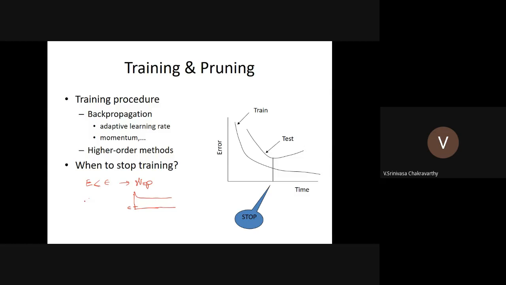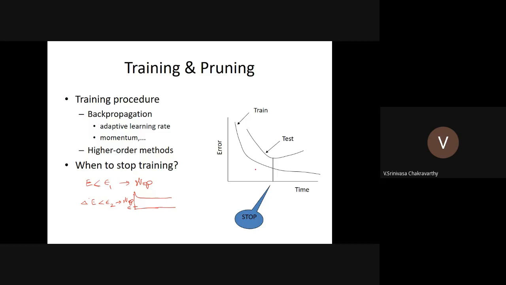So then what you do is look at the rate of change of error. And if that is less than some epsilon, I'll call it epsilon 1, call it epsilon 2, right? Then you stop. So this is one way. But there is another way which tries to improve generalization. I'll come to that in a minute.